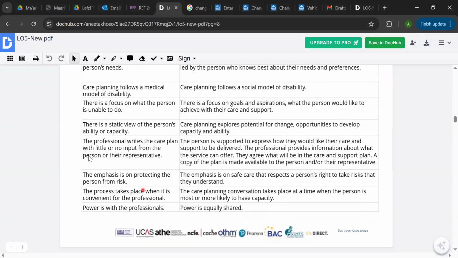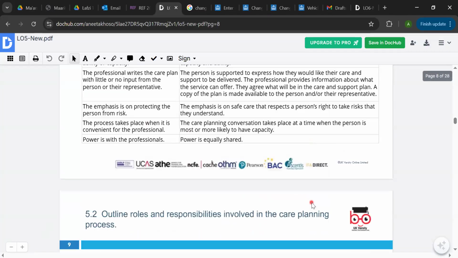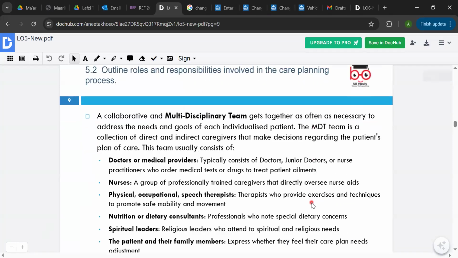The emphasis initially was on protecting the person from risk, and the process took place when it was convenient for the professional, not looking at the convenience of the person they were caring for, and power was with the professionals. Whereas now the emphasis is on safe care that respects a person's right to take risks, that they understand. The care planning conversation takes place now at a time when the person is more likely to have the capacity, and power is equally shared.